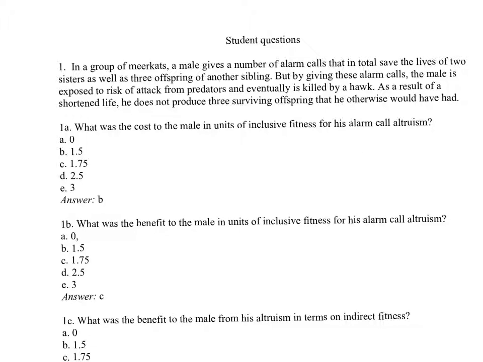Okay, that makes sense. 0.5 plus 0.5 plus 0.5, for each offspring of his. Okay. So, in other words, 0.5 plus 0.5 plus 0.5, of his offspring that he cannot have. That's the offspring cost, because he's dead.